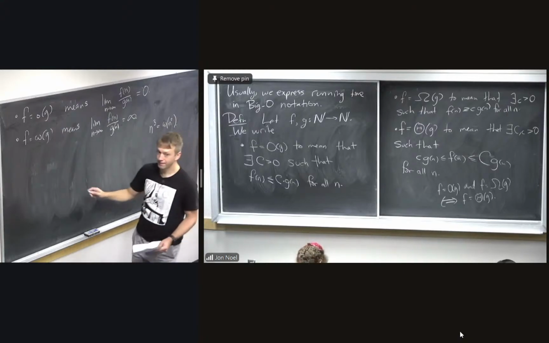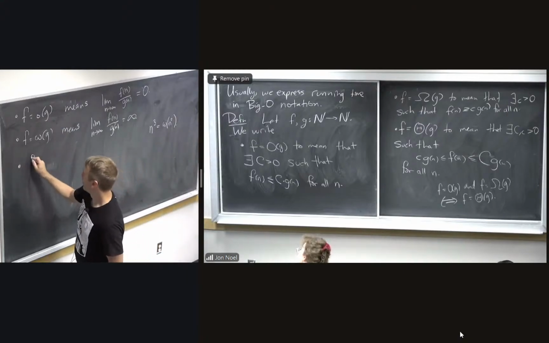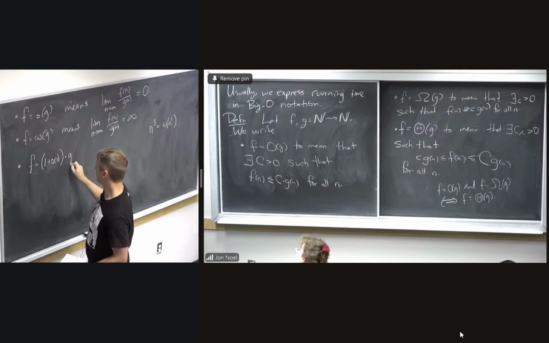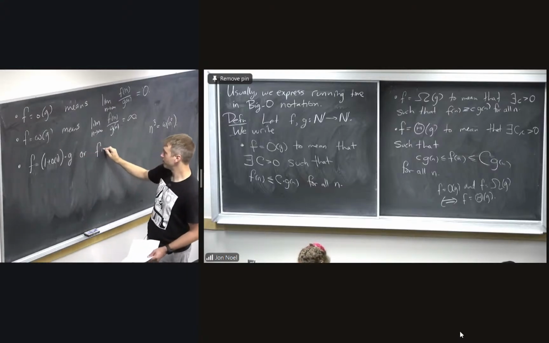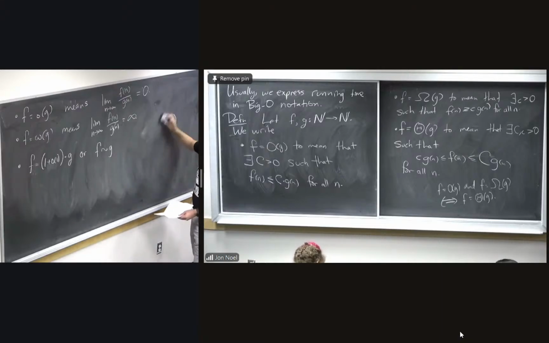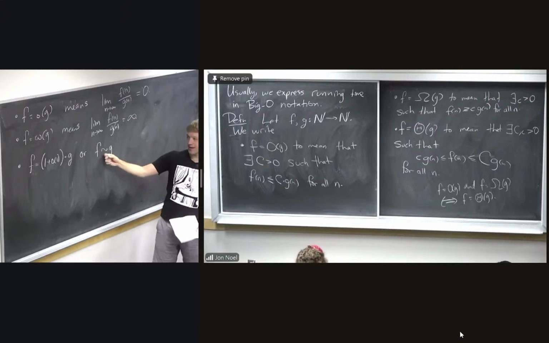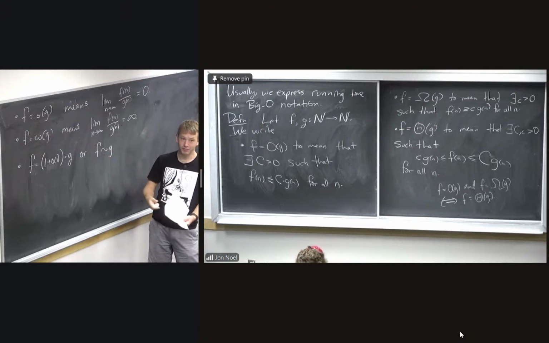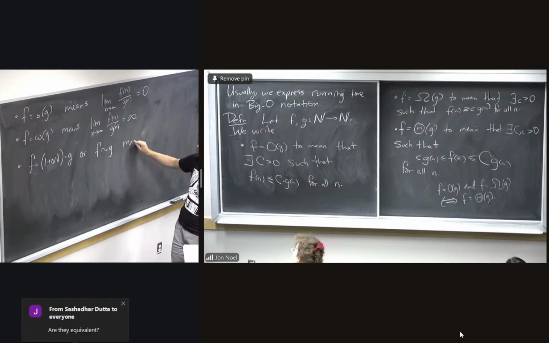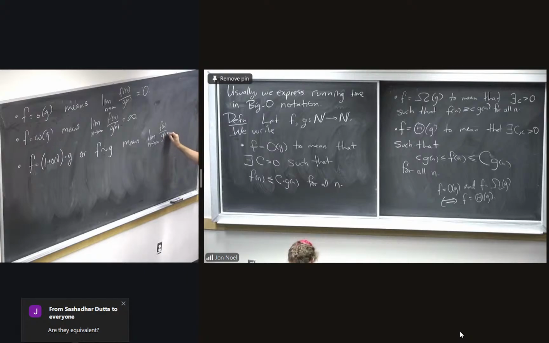Okay, one more of these. We write f is 1 plus little o of 1 times g, or sometimes f with this tilde g. The idea is that these have the same order of magnitude up to lower order terms, up to small fluctuations. So this means that the limit as n goes to infinity of f of n over g of n is just 1.